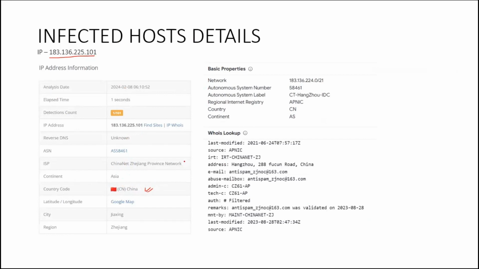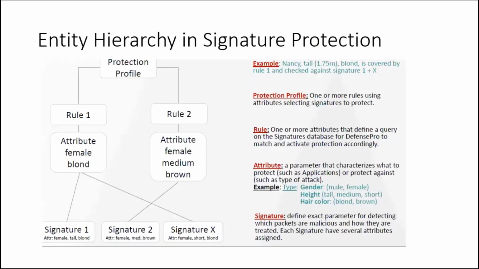The ISP is the China Net Province Network, and I got a lot of information about that IP. Other information also, like the email is an anti-spam, abuse mailbox. It's spam coming from a spam email network in China, which means the attack is happening from China. So I got this information from the source IP.